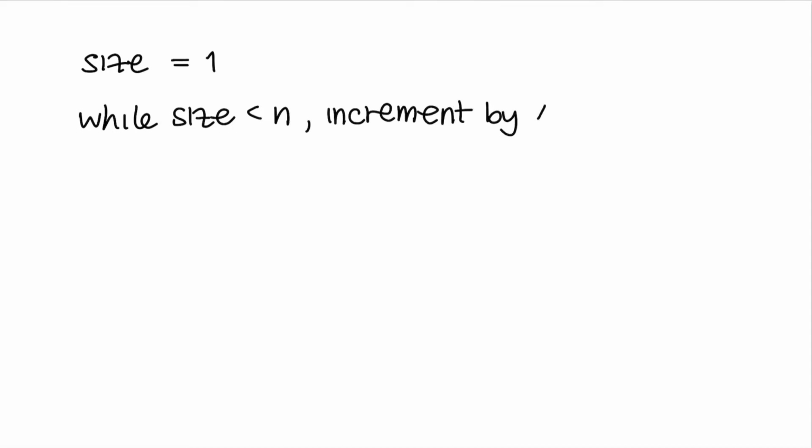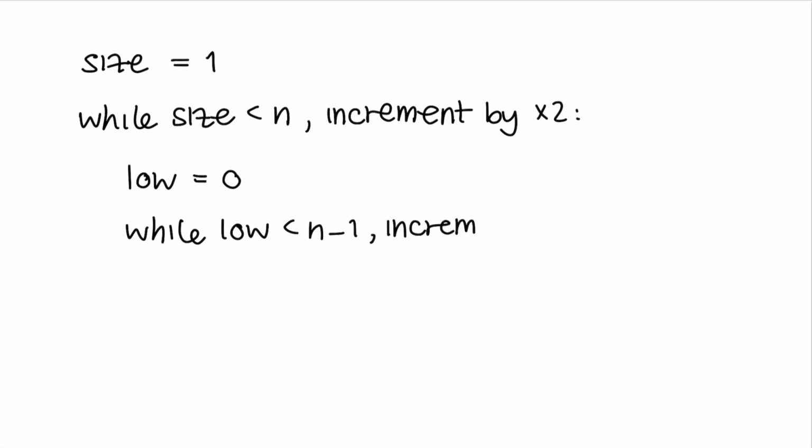We're multiplying it by 2 because in the first iteration, the subarray is of size 1. Then in the next round, after we've merged the subarray, it's going to be of size 2, 4, 8, and so on. Then inside this loop, what we want to do is to merge each pair of subarrays. So we're going to have a loop that will start from the first pair, move to the second pair, and so on. To do this, we'll just set the variable low to 0, starting from the beginning and increment it by the size of the two subarrays.